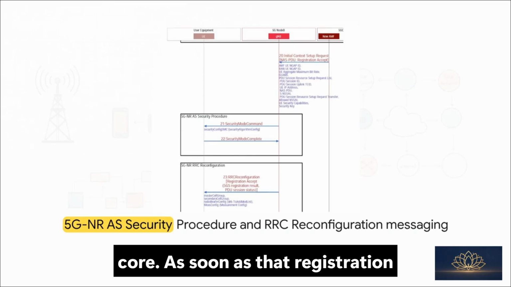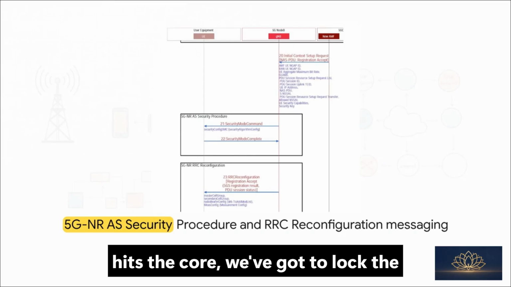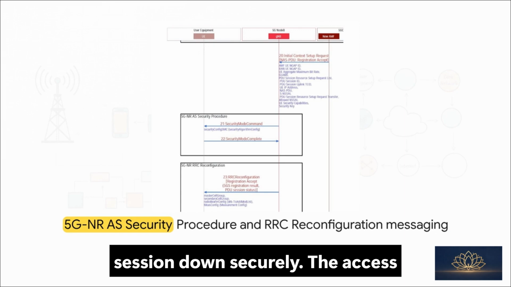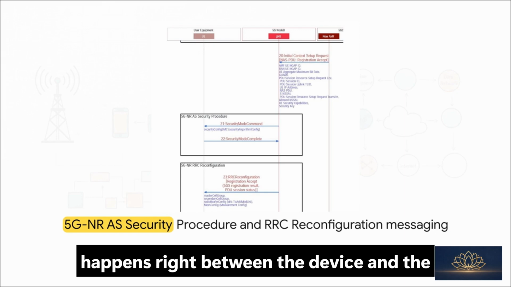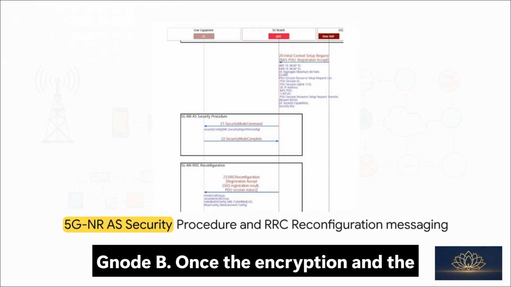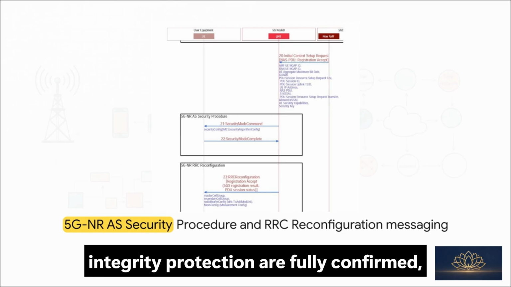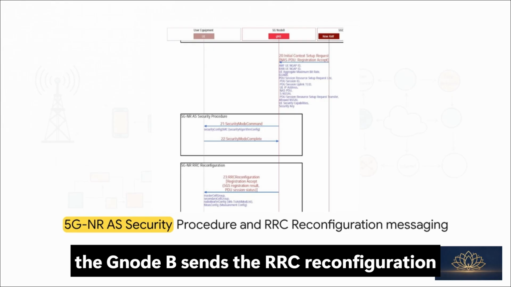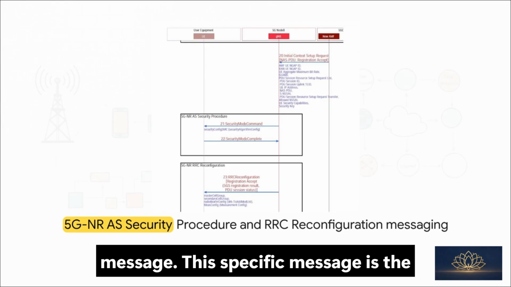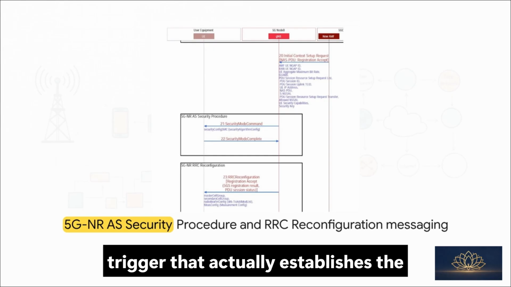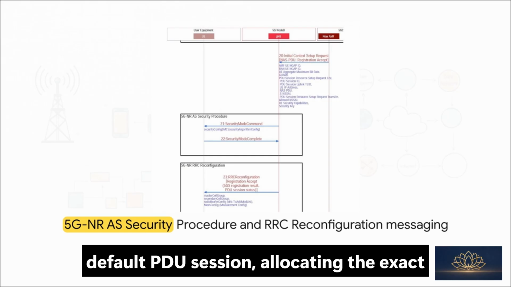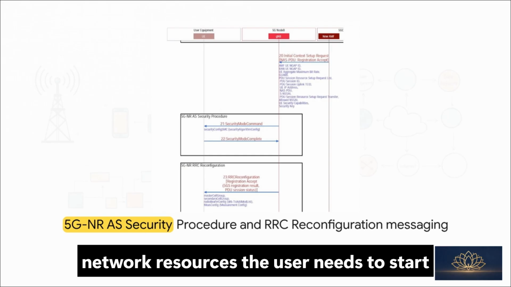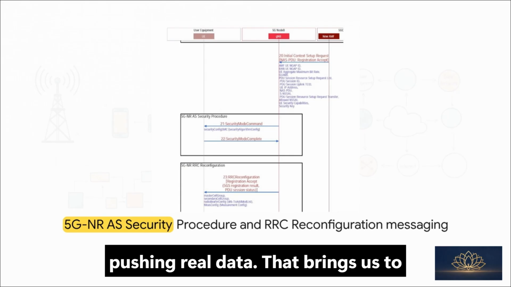As soon as that registration hits the core, we've got to lock the session down securely. The access stratum, or AS, security procedure happens right between the device and the G-Node B. Once the encryption and the integrity protection are fully confirmed, the G-Node B sends the RRC reconfiguration message. This specific message is the trigger that actually establishes the default PDU session, allocating the exact network resources the user needs to start pushing real data.